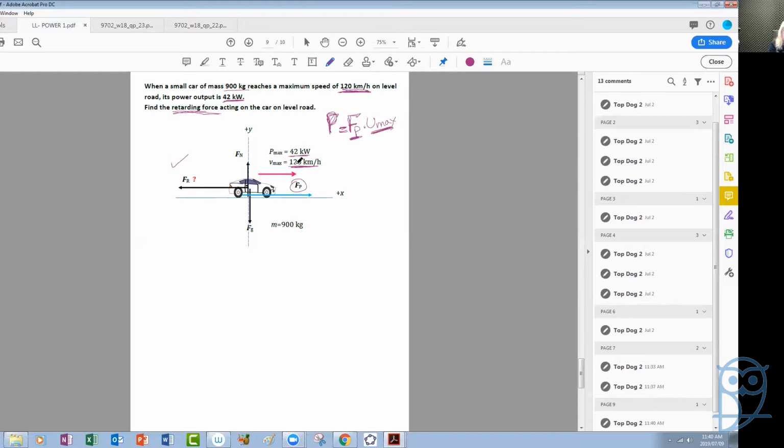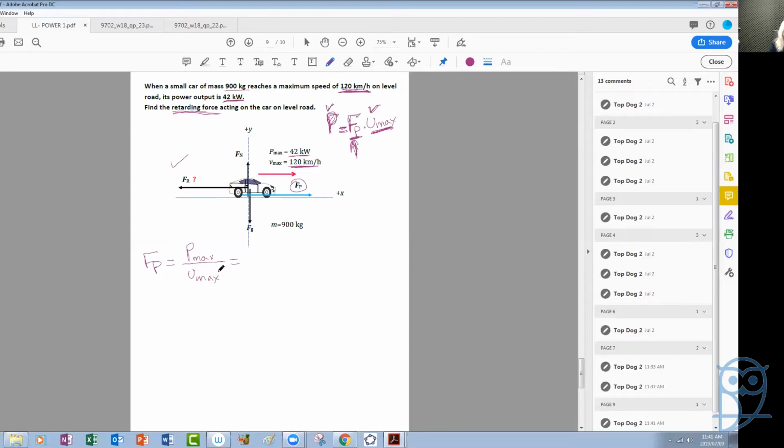From there, we know we are given the maximum power, and we are also given this velocity of the car. So what can we find from this information? We can find the propelling force of the car, isn't it? The propelling force is obviously equal to the power output. Let's call it power maximum to know that it corresponds to the maximum velocity, divided by the maximum velocity. We know we have these values.